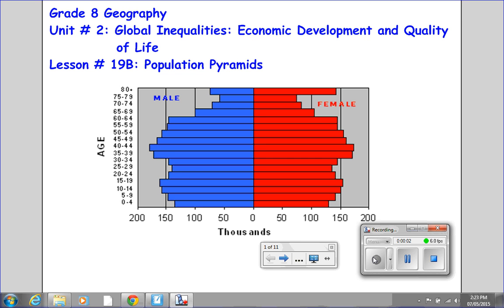Welcome back to Grade 8 Geography, Unit Number 2, Global Inequalities, Economic Development, and Quality of Life. This is lesson number 19b, Population Pyramids.